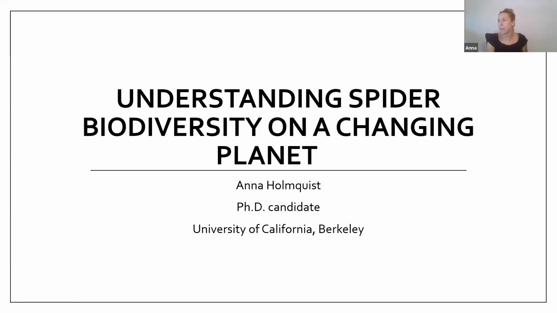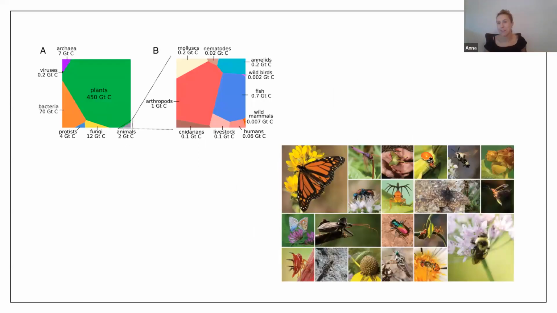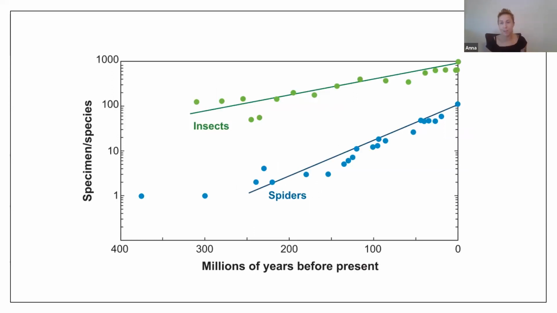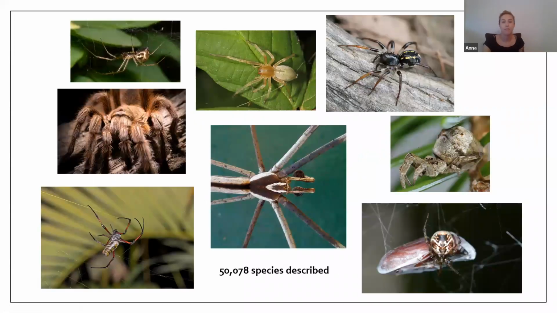Perfect. So yeah, as I said, I was going to today just discuss really understanding spider biodiversity on a changing planet. And as this audience definitely knows, arthropods make up the mass majority of the global biomass. And this is largely dominated by insects, of course. But as insects evolved, so did their major predator, of course, those being the spiders. And so today we have this large diversity of functional strategies and morphologies in spiders. Currently 50,000 species described, although we know that estimated species diversity is probably closer to over 170,000.